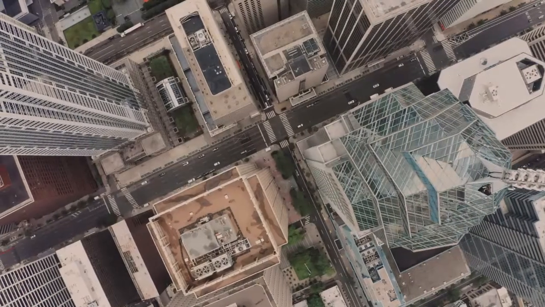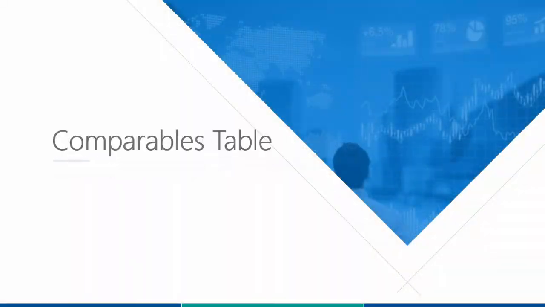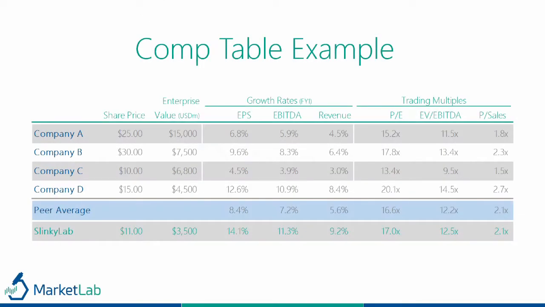Now that we have a handle on all the inputs, a final piece of the puzzle is to put things into what investors call a comp table, a visual representation of the comparative metrics and valuation multiples of a company and its peer group. Revisiting our old company Slinky Lab, we can see here that they have strong growth relative to their peer set. In fact, they have higher growth than their fastest growing peer.